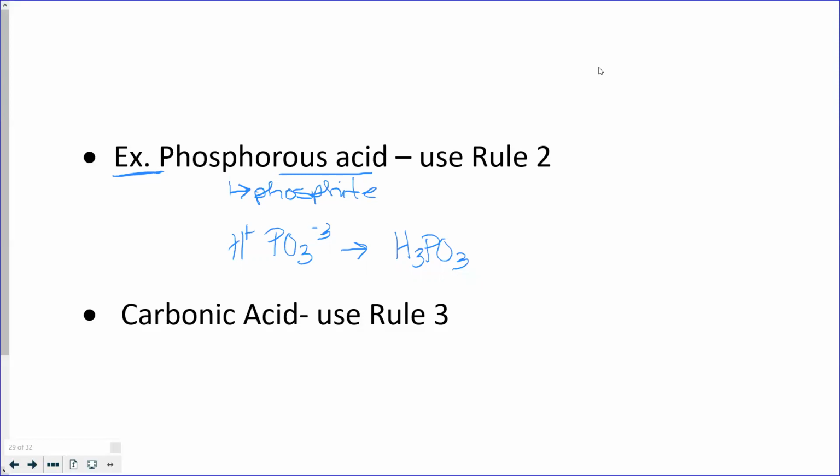And then looking at carbonic acid, there's no prefix here, and it ends in ic acid. So that's that third rule where this is carbonate, which is CO3 with a -2 charge. Since it's an acid, it starts with hydrogen. And when we crisscross charges, it's going to be H2CO3.